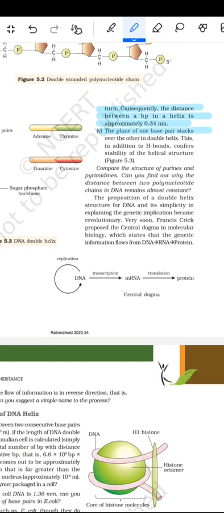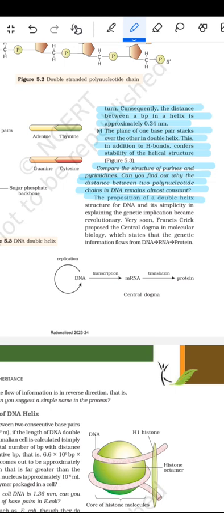The planes of one base pair stack over the other in a double helix. This, in addition to the H-bond, confers stability to the helical structure. Compare the structure of the purines and the pyrimidines. Can you find out why the distance between the two polynucleotide chains in the DNA remains almost constant?